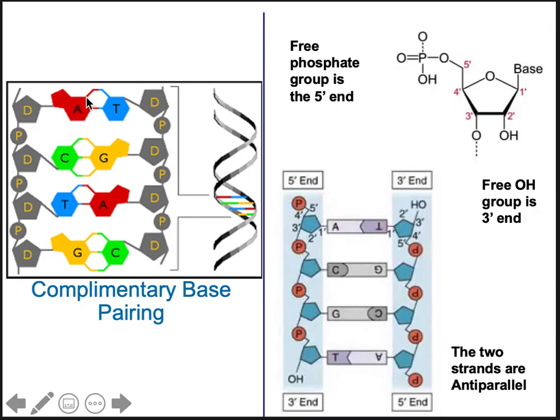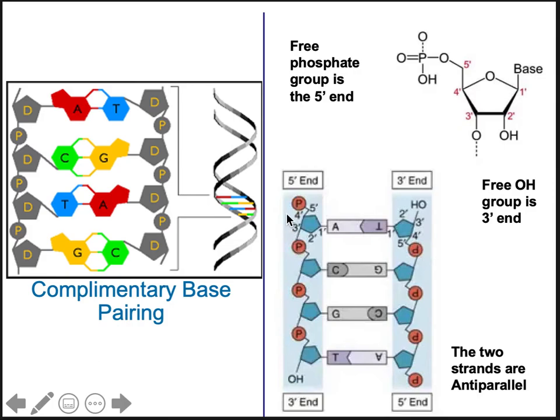So A will form 2 hydrogen bonds with T, and C will form 3 with G, and so forth. So that's what we mean by complementary base pairing. So you have a template, and the polymerase will put in the complement as it reads the template. Remember that they are anti-parallel strands, which we saw in the video. So one end is 5', the other end is 3'.